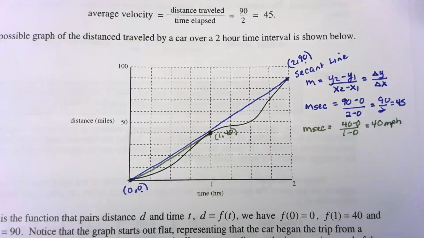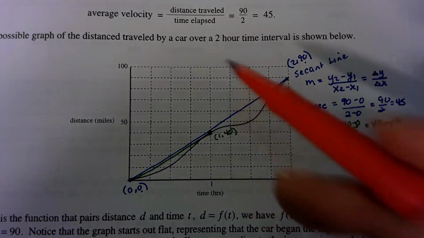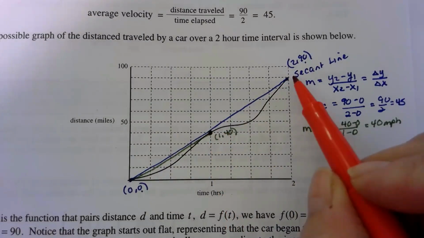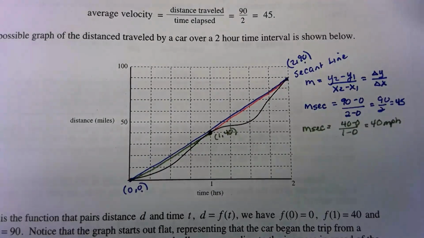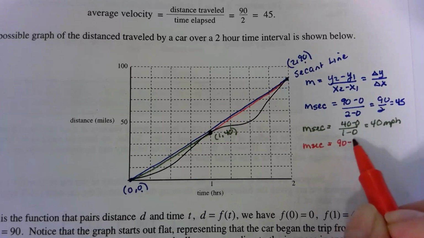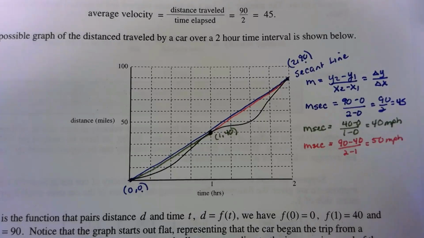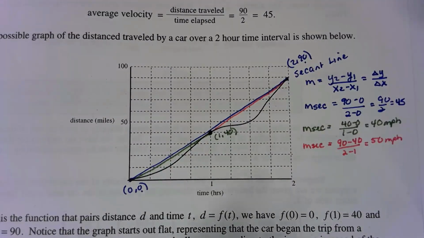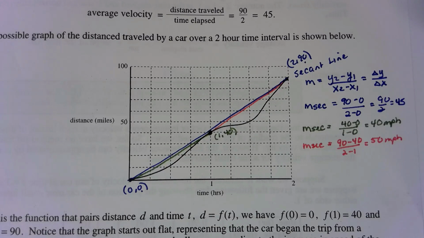If I wanted to find the slope of the secant line over the second half of the trip, that would go from the point (1, 40) to the point (2, 90). So it would be that secant line, and the slope of that secant line is equal to 90 minus 40 over 2 minus 1, which is just 50 miles per hour. So the idea is, depending on the interval of time that you're looking at, your velocity is going to change, because every point along that original curve has a change in velocity. There's a rate of change for every point.